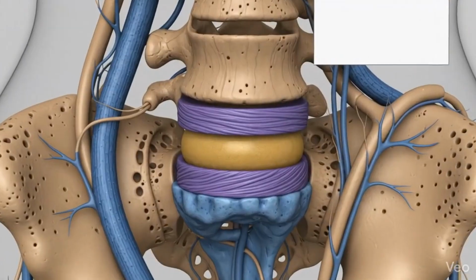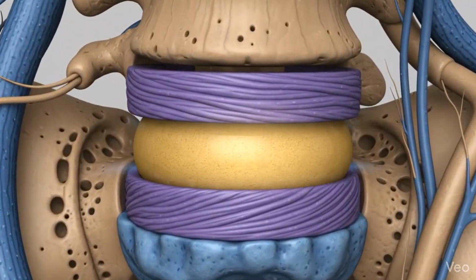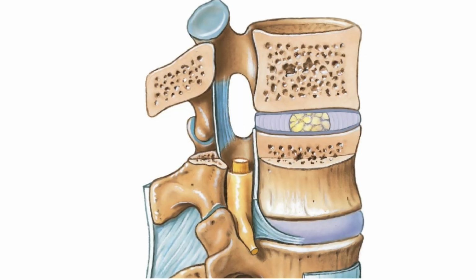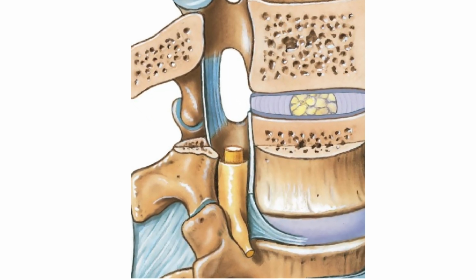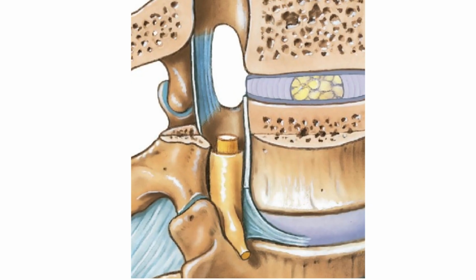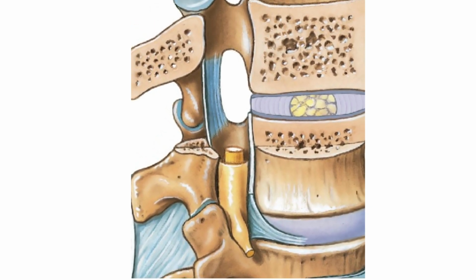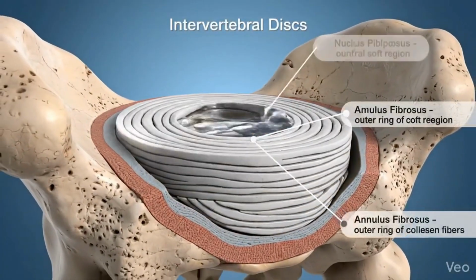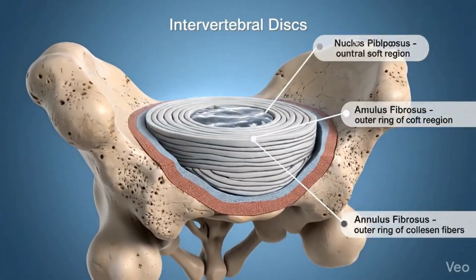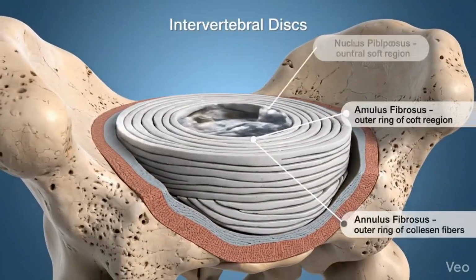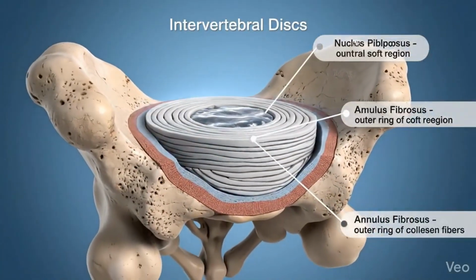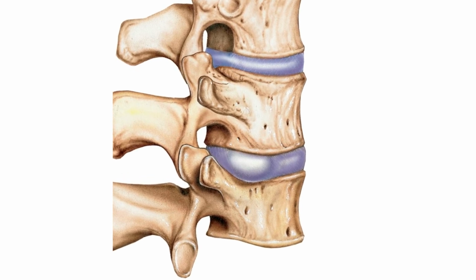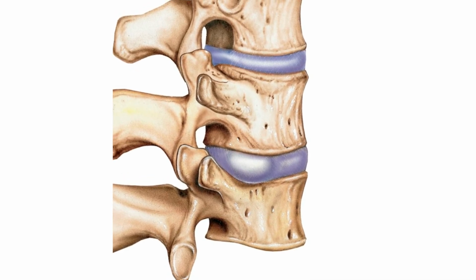Next, let's look at the intervertebral discs. These are pads of fibrocartilage located between the vertebrae. Each disc has 2 main parts. First, the nucleus pulposus, which is the central soft region. And second, the annulus fibrosus, the outer ring of collagen fibers. When the nucleus pulposus protrudes through the outer ring, it results in a herniated disc.